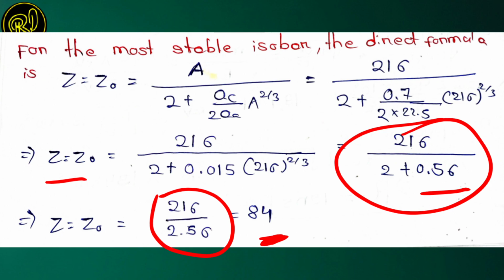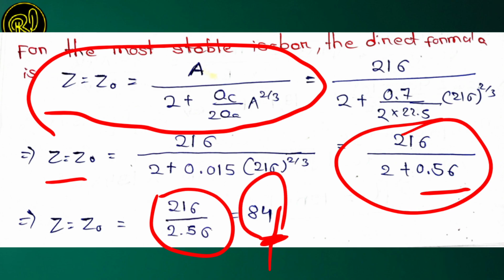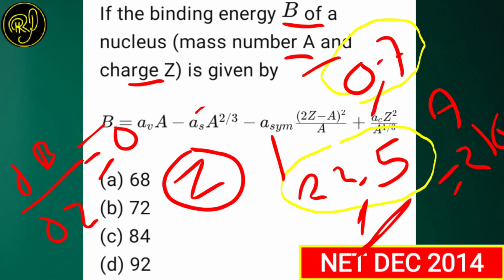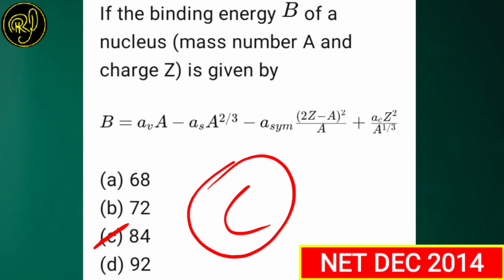Hence from the direct formula, Z = Z0 = (A/2) divided by (1 + (A_C/(2 A_sym)) A^(2/3)). If you put all these values in this, just remember this formula, you get 84 as the answer. So let's check if there is any option saying 84. Yes, C is 84, hence C is the correct option.